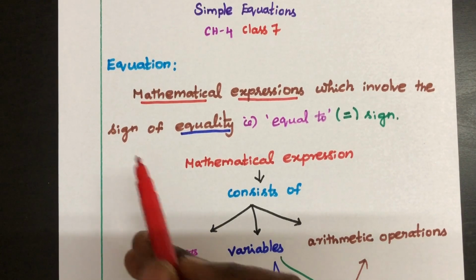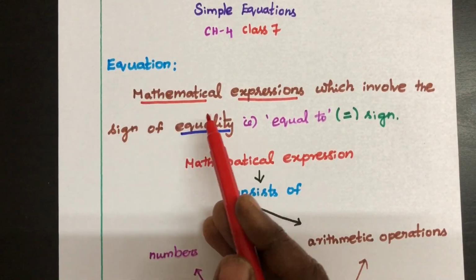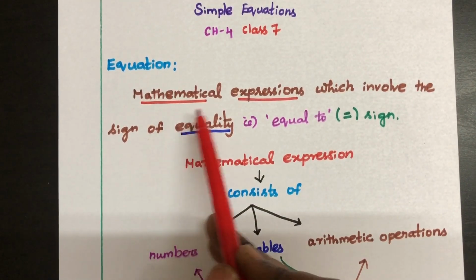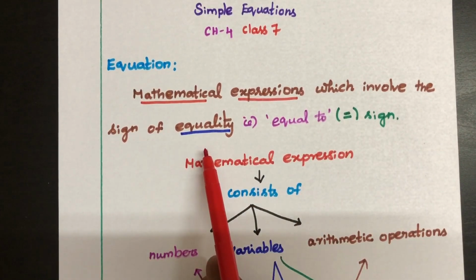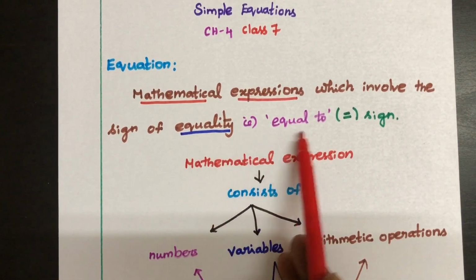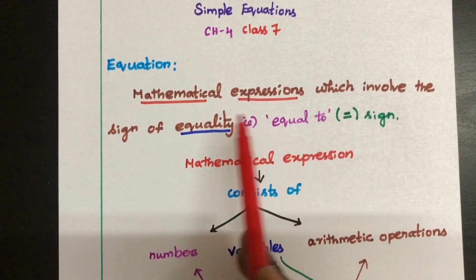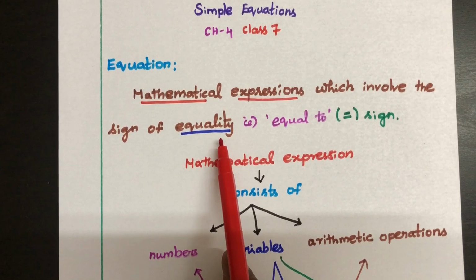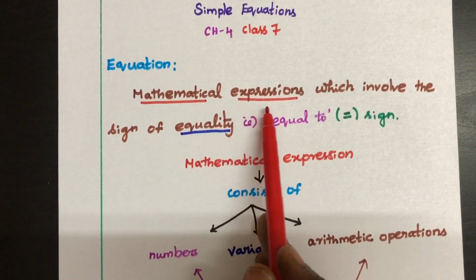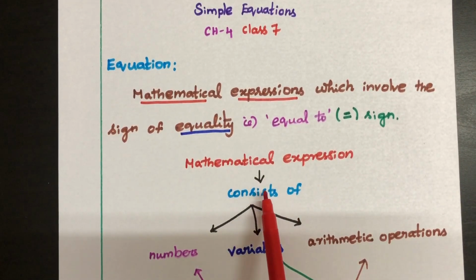Now, equation. What is an equation? A mathematical expression which involves the sign of equality. Equality is nothing, just the equal to symbol. First, we should know what a mathematical expression is, right? So what is a mathematical expression?